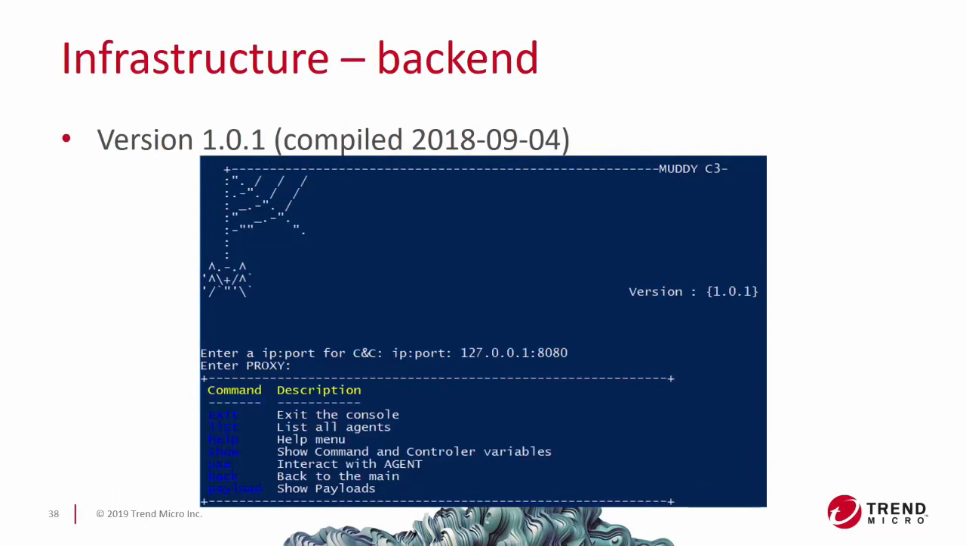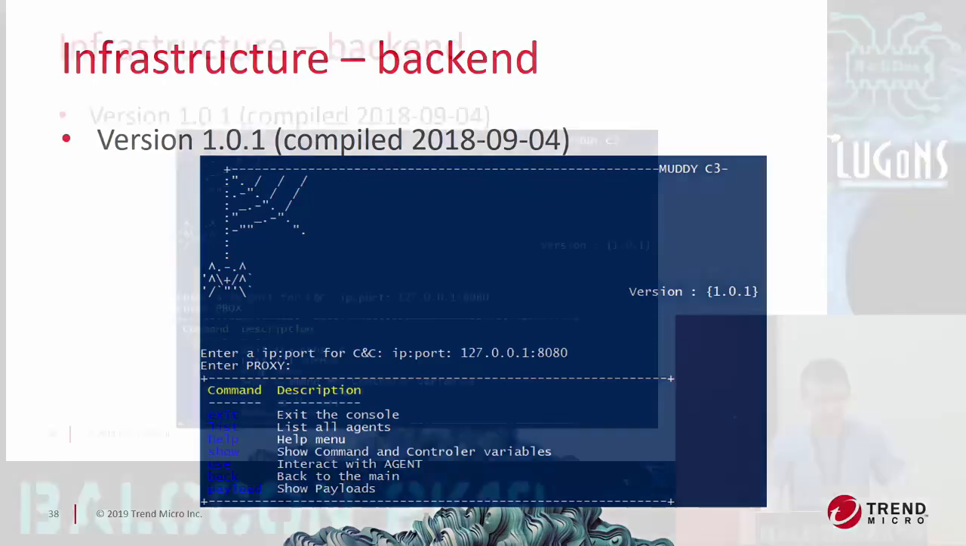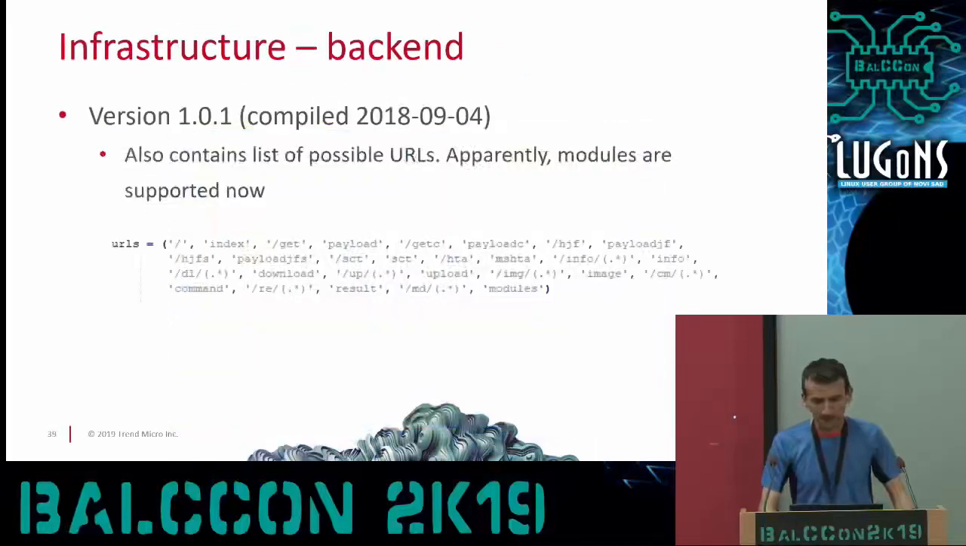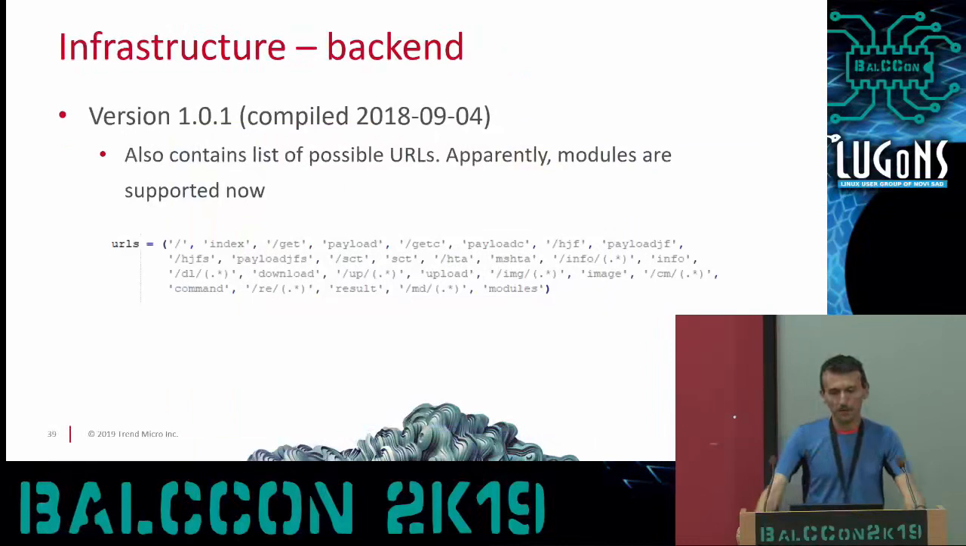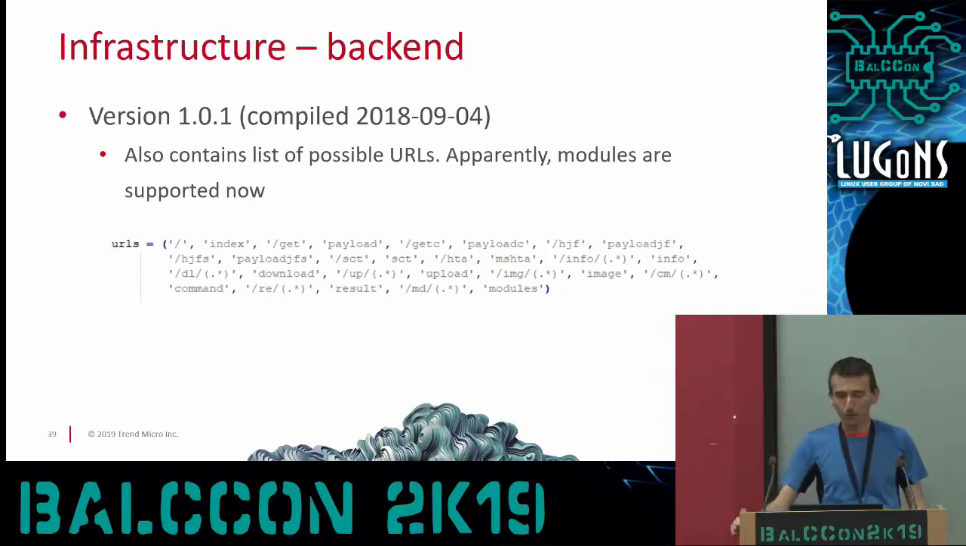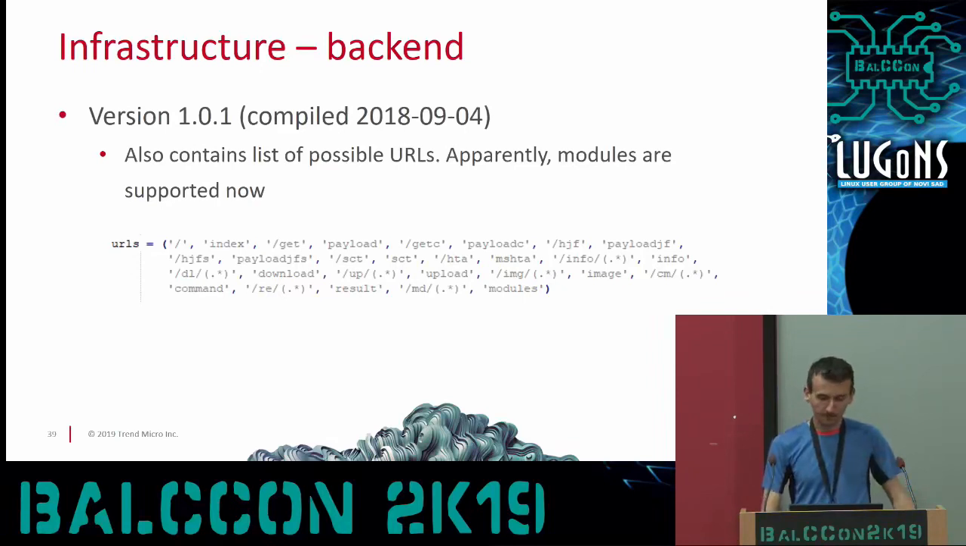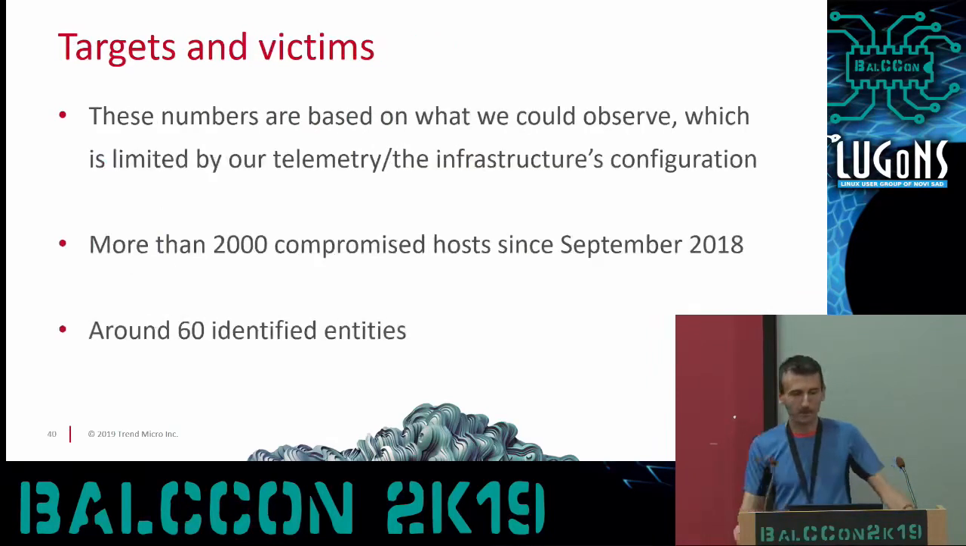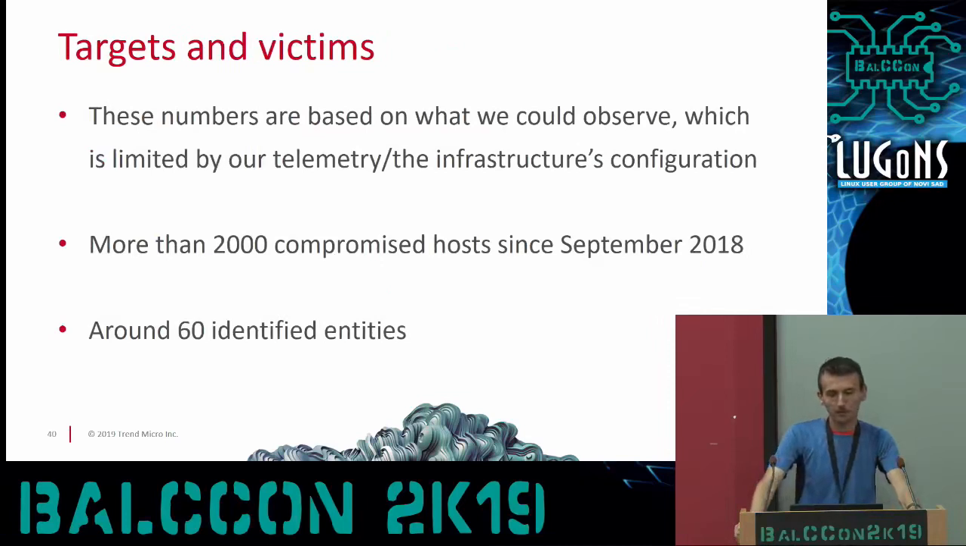We also found a new version, 1.0.1. It has a new ASCII art this time, a spider and the web. And if you see the list of implemented URL addresses, the last one is called modules. So probably the newer version implements some modules, but we didn't manage to get any. Probably we might find them in the future. So now I will talk about the targets and victims. So who are they.